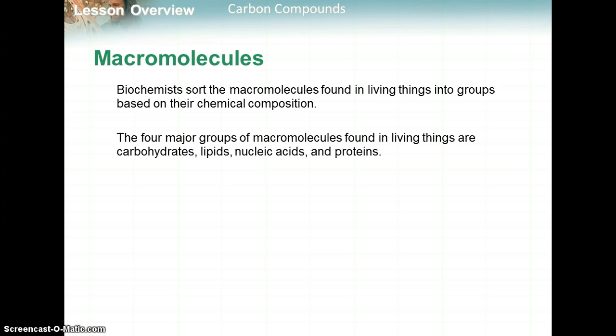So the three we're going to talk about are carbohydrates, lipids, and proteins. We're going to talk about nucleic acid at the end of the semester when we talk about DNA and RNA.